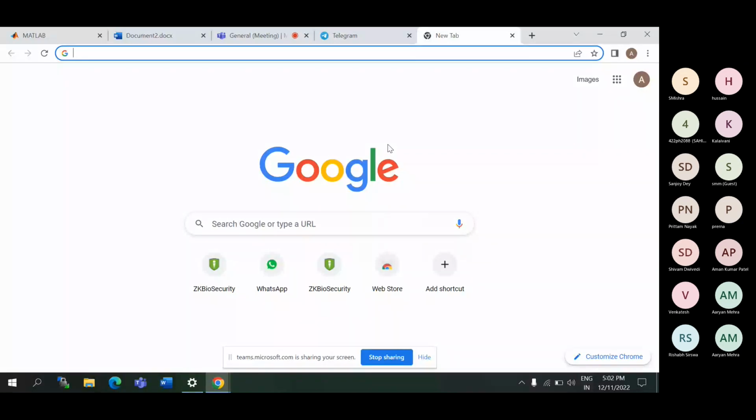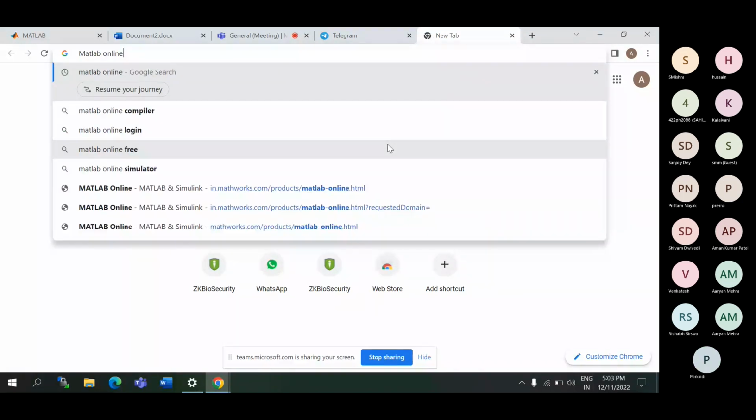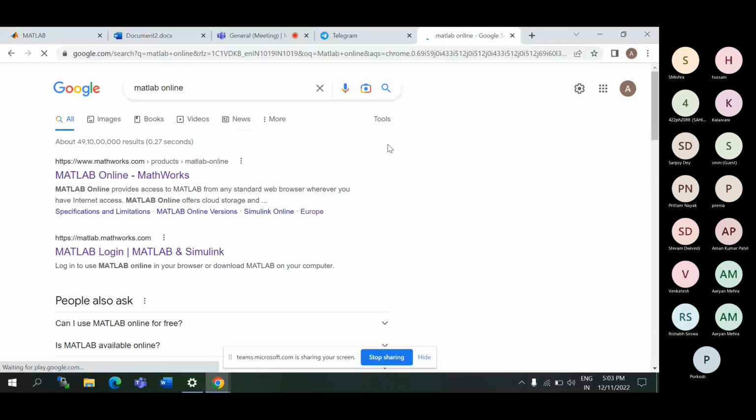First of all, you need a good laptop, any standard laptop. If your laptop does not have a very good processor, keep everything off except Google Chrome. Now go to Google Chrome, open any new tab, and type MATLAB online. You don't have to install MATLAB. If you want to install it, you can, but there is something called MATLAB online which you can use.